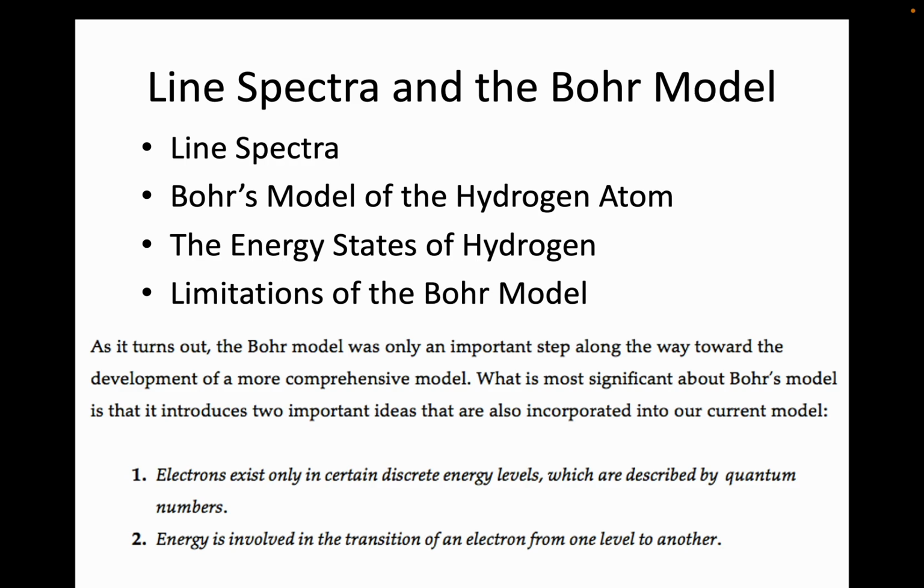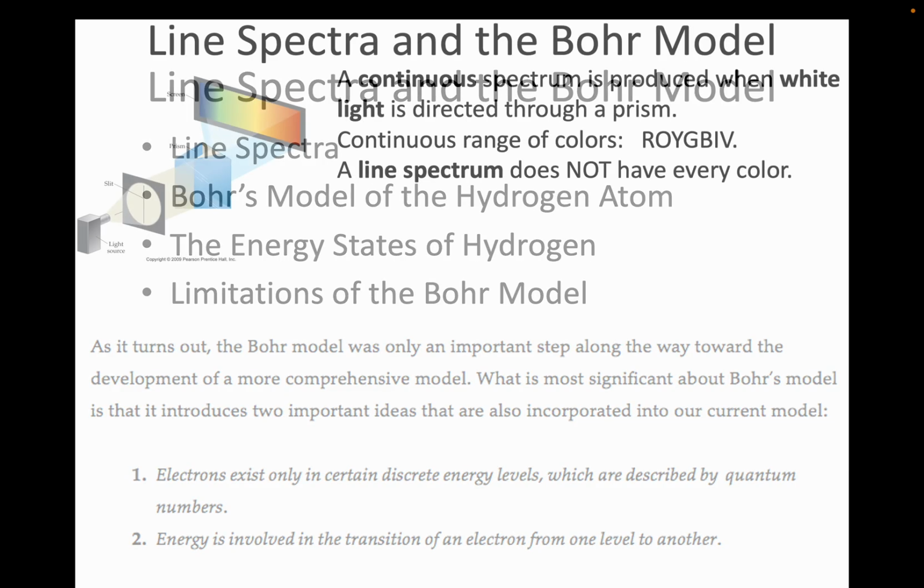Line spectra, Bohr's model, the energy states of hydrogen, and the limitations of the model. If we jump ahead to the limitations, we find this description of how Bohr's model was an important step, but it's no longer the most comprehensive model that we use. We're going to retain a few ideas from Bohr's model: that electrons are only found in discrete energy levels, that these energy levels are described by quantum numbers, and that energy is involved as an electron moves from one energy level to another. Those are all going to be kept in our more comprehensive model.